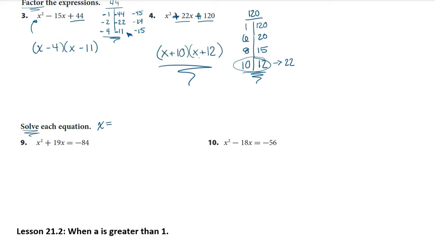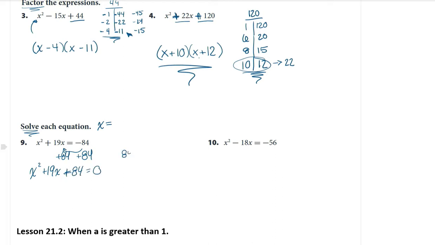So in order to do that, you first have to put your equation in standard form. Right now we have the negative 84 on the right side of the equal sign. We need to move it over to here. So to move it, we would add 84 to each side and rewrite it as x squared plus 19x plus 84 equals 0. This is what we're trying to get.